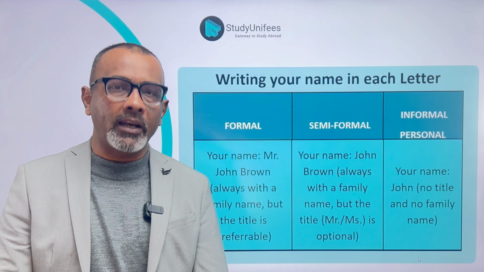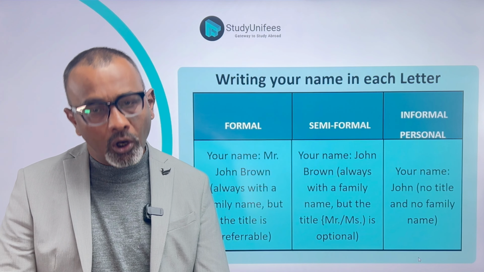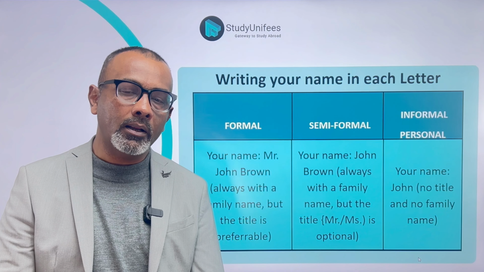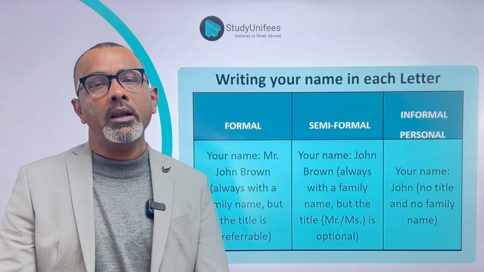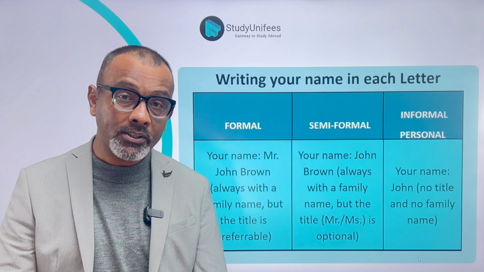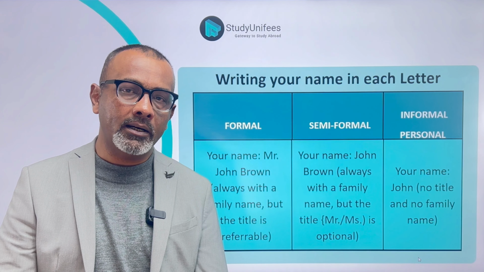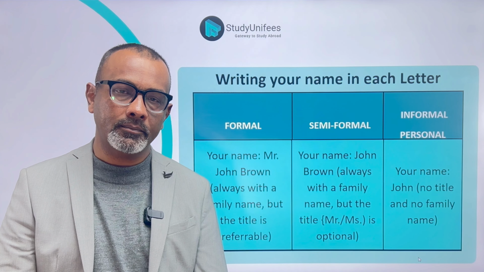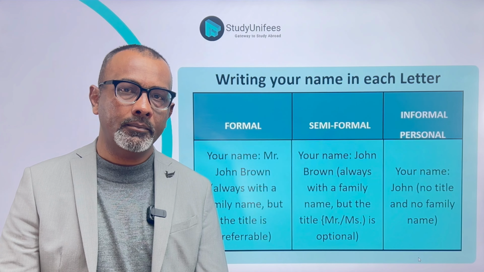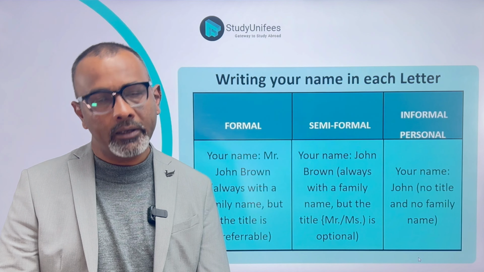Right at the bottom of the letter, you should write your own name. In formal letters, always write your full name along with your title. For example, Mr. John Brown. In semi-formal letters, always write your full name, but the title, that is Mr. or Mrs. or Miss, is optional. So you could end this letter by simply writing John Brown. In informal letters, end with just your first name. So, end a personal letter with just John or Tim or Nathan.